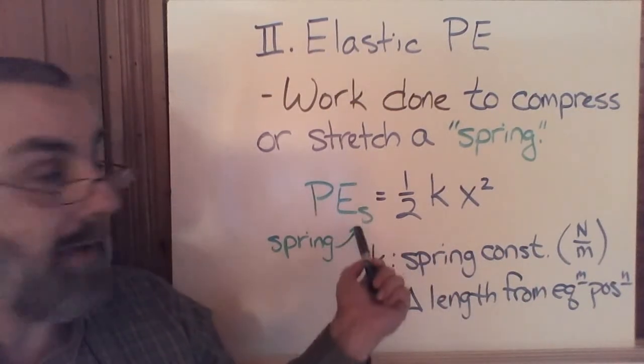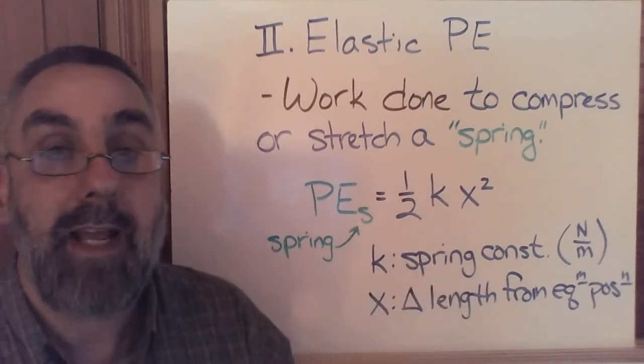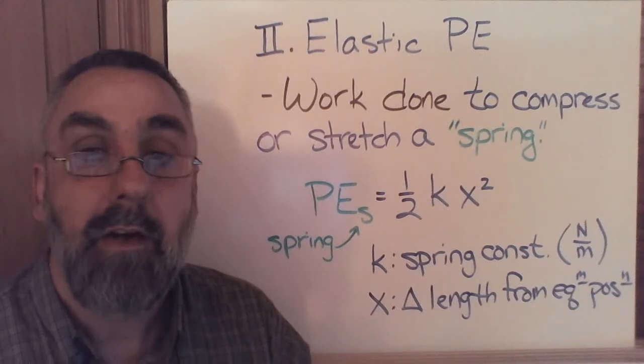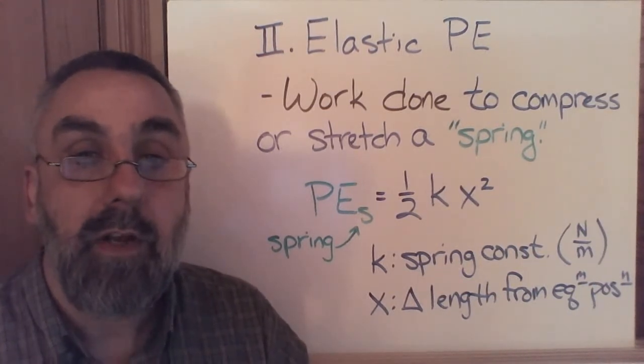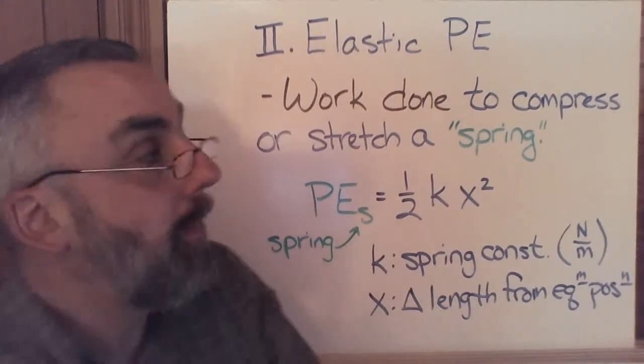So we have PE sub S, the symbol that we're going to use, potential energy of a spring, and that's 1/2 kx squared. K we've seen before, it's the spring constant. We saw that in Hooke's law, and that's measured in newtons per meter. And X is the symbol we use for the change in length, and we measure that from the equilibrium position.